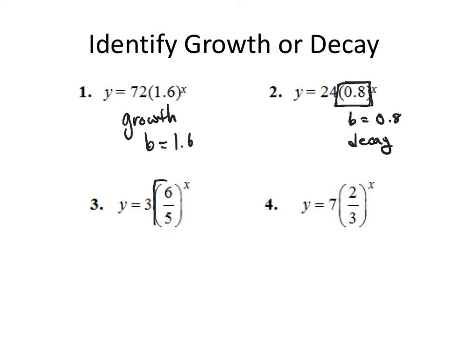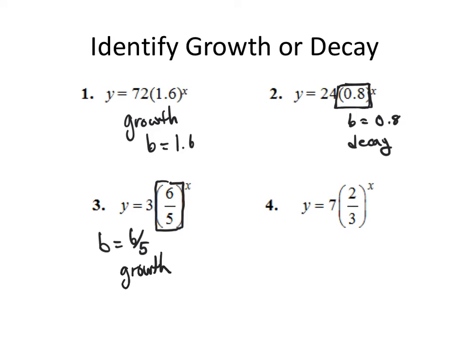Now here, again, we're only focused on this value of b, this base of the exponent. And so in this case, the base is 6/5, which is exponential growth. Exponential growth is when the number is bigger than 1. 6/5 is an improper fraction that is bigger than 1. And then the last one, b is equal to 2/3, and so that means that this is decay. So really what we want to do is identify bigger than 1, smaller than 1. Growth is a b bigger than 1, decay is a b that is less than 1, but also bigger than 0.